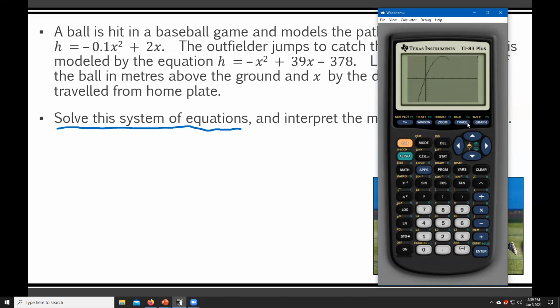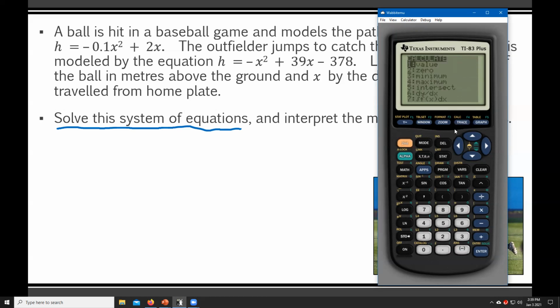Let's see this again. Whoosh. Okay, that's the path of the ball. That's the path of the outfielder. There we are. So now we have an intersection point. You can ignore everything that's below your x-axis here, because that's stuff that happens below ground. That's nonsense. That doesn't actually happen. So we're looking for the one intersection point, which seems to be right here.